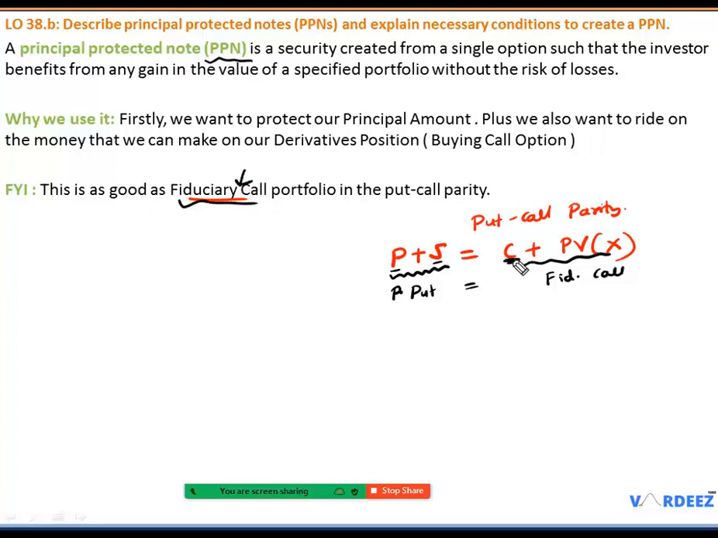That means you have a call option, which is buying a call option over here, and you have the present value of a zero coupon bond, which has a face value of X. So this is the fiduciary call, and that's the PPN. They work on similar grounds, having this as the base portfolio.